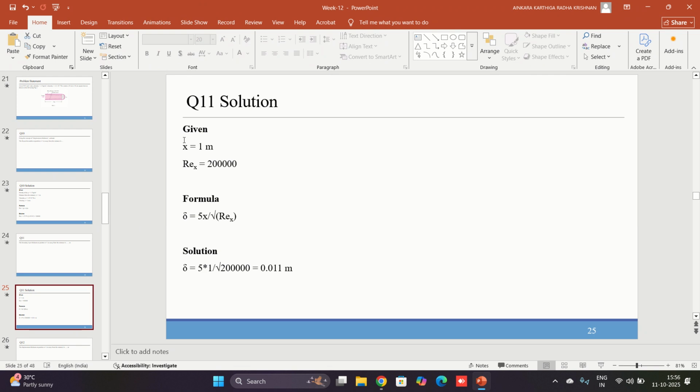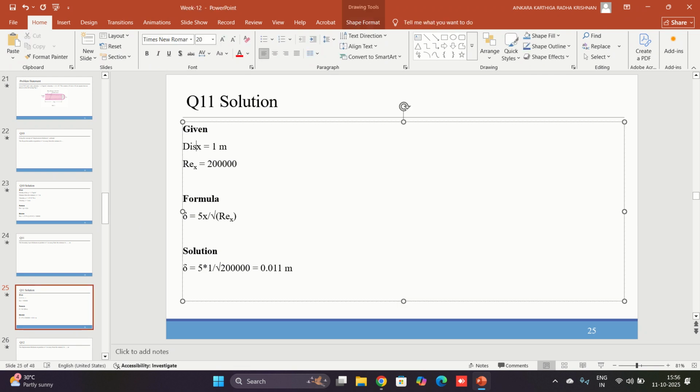So again, if we see distance from the entrance, and this is boundary layer thickness. So yeah, that is for question 11.